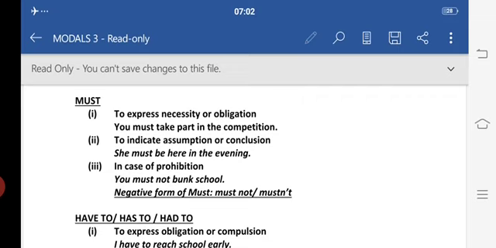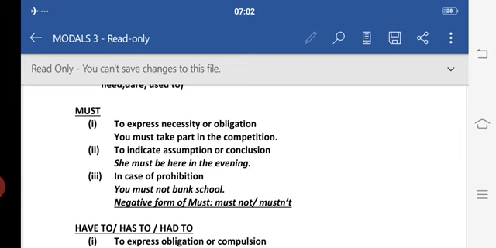We also use must for positive logical assumptions, like for this particular structure we need must plus have plus the third form of the verb. For example, she must have been at home because she carries this project from her home.